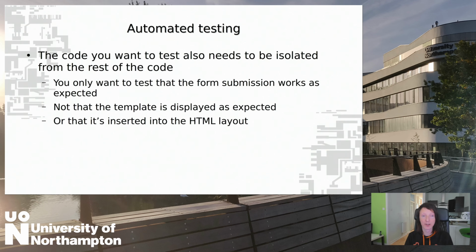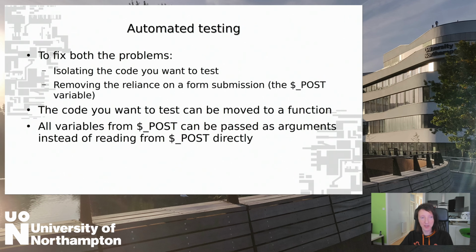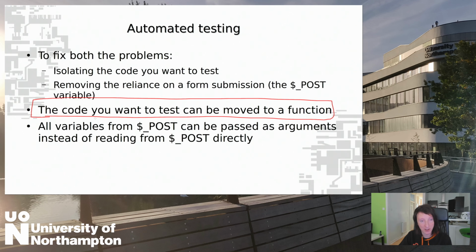We just want to know whether the code that we're testing is working as intended or not, rather than checking the entire website layout every single time. So we can fix both of these issues fairly easily by moving code into a function. We can then just run that function in isolation. So as long as we've got a function that contains the code that we're wanting to test at this moment, we've then isolated the code that we want to test.